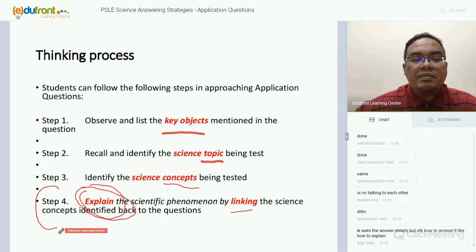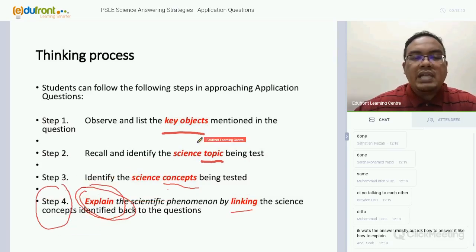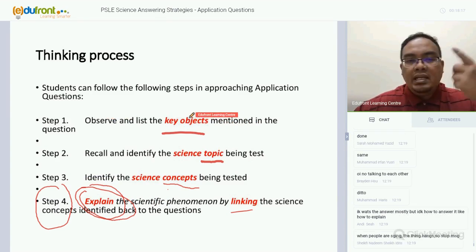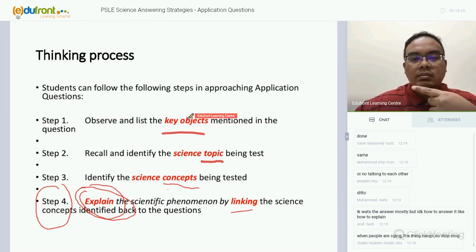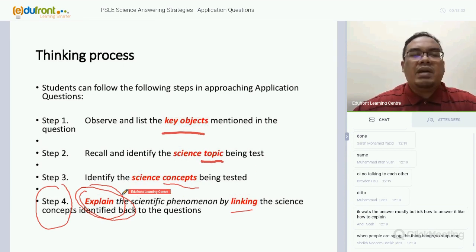So step 4 is the key. It's the most critical. But before you reach step 4, you need to go through the thinking process in your mind: step number 1, step number 2, step number 3, before you are able to explain. If you don't even know what topic is being tested, or you cannot recall the concepts, how can you answer step number 4?